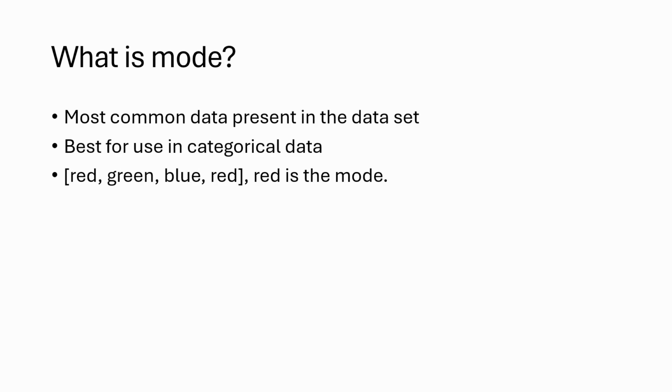The final measure of center we'll be looking at today is the mode. The mode, according to Mullen, is the most common value in the data set that we have. For example, if we have the data red, blue, green, and red, red is the mode since it occurs twice, whereas the other two values only occur once. The mode is best used when you have categorical data rather than qualitative data, according to Mullen.